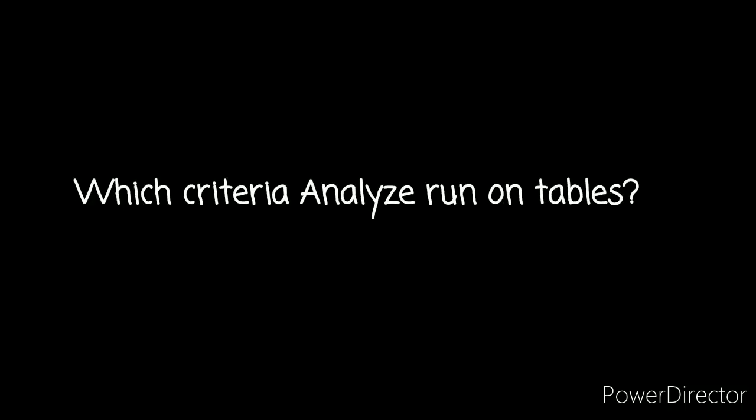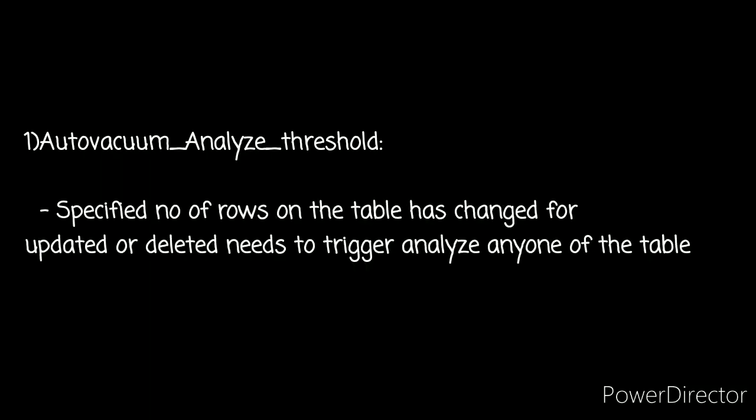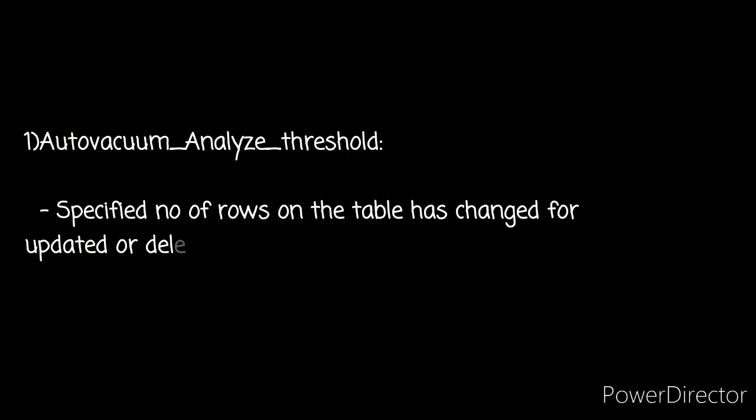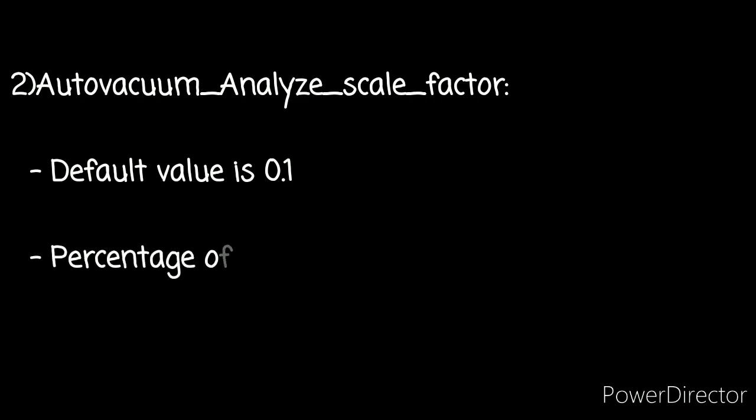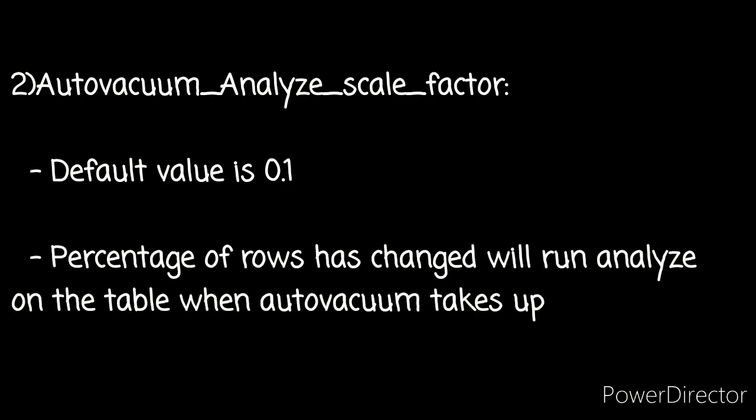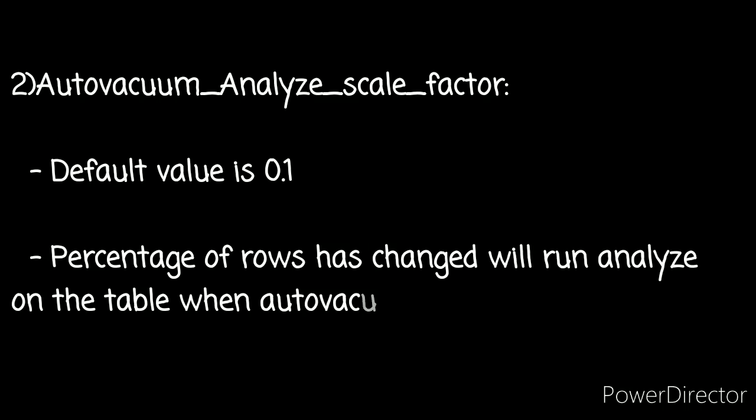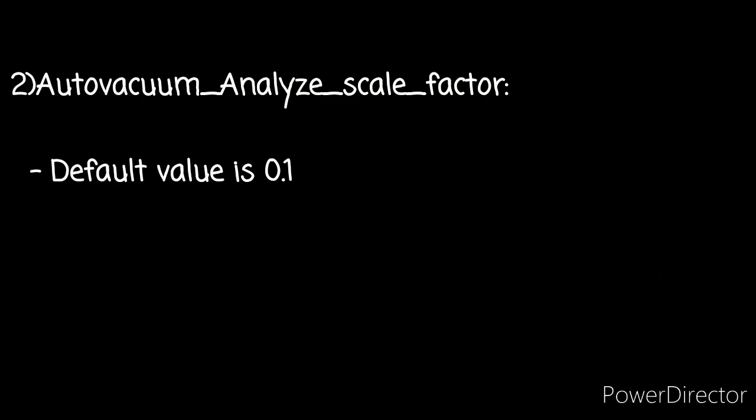By which criteria does analyze run on the table? Autovacuum_analyze_threshold specifies the number of rows changed by update or delete that needs to trigger analyze on a table. The second parameter is autovacuum_analyze_scale_factor. The default value is 0.1. When that percentage of rows has changed, analyze will run on the table when the next autovacuum takes place.